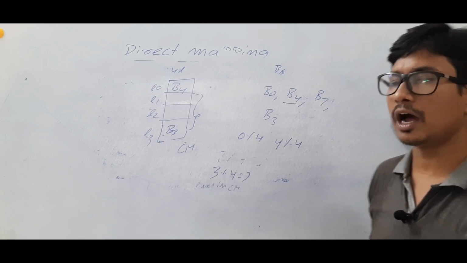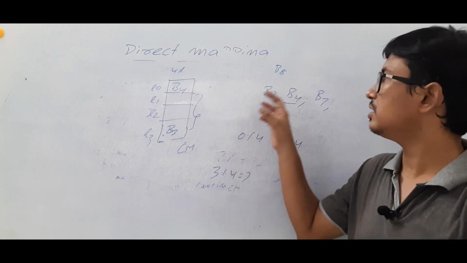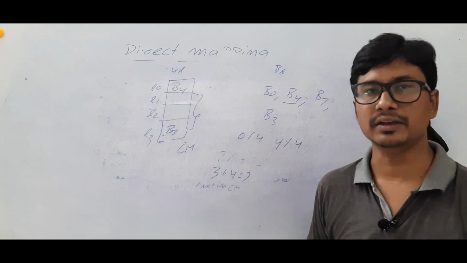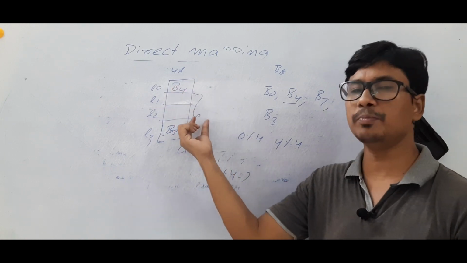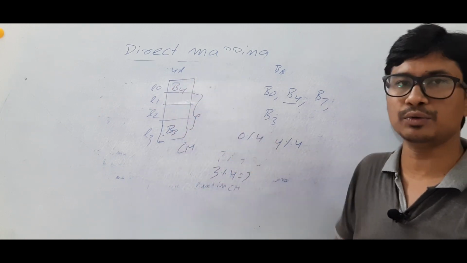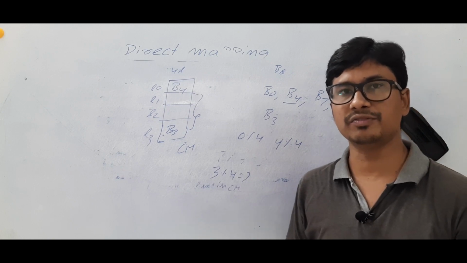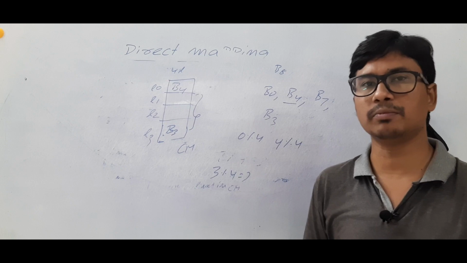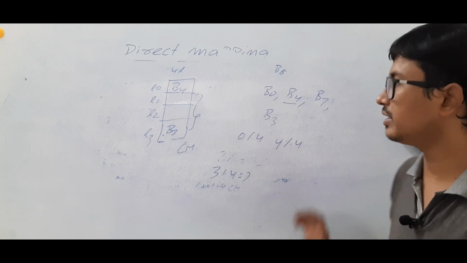So that is the drawback of direct mapping, because you have a fixed location for each block in a particular line. Even if other lines are empty, we cannot use them, and we have to keep the block here. So that is the drawback of direct mapping. I hope you have understood what direct mapping is and what its drawbacks are.